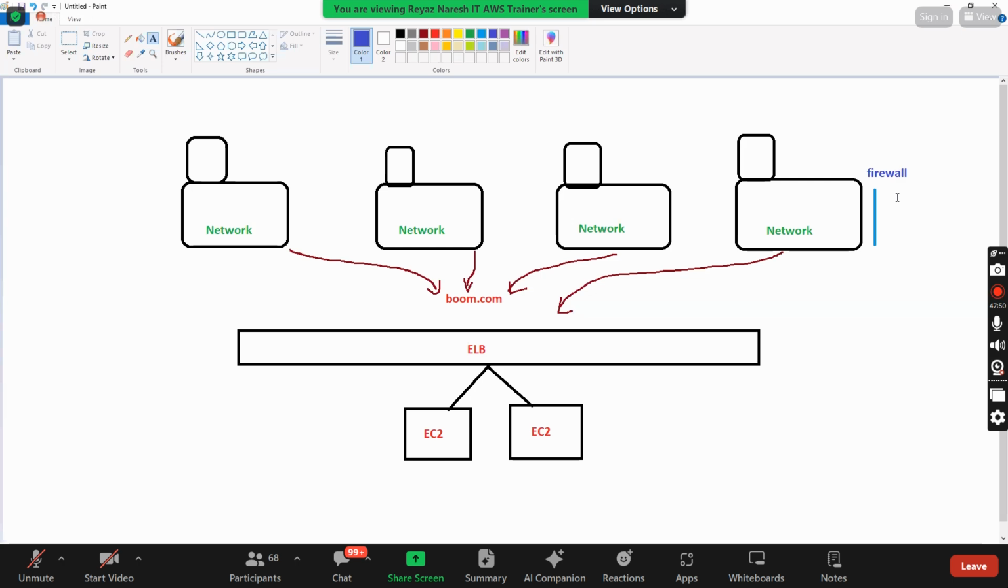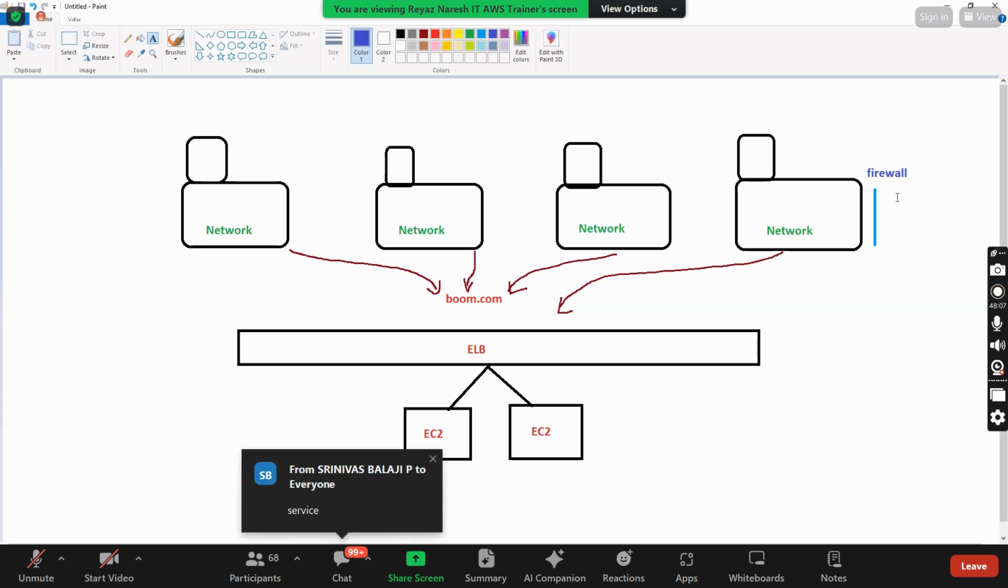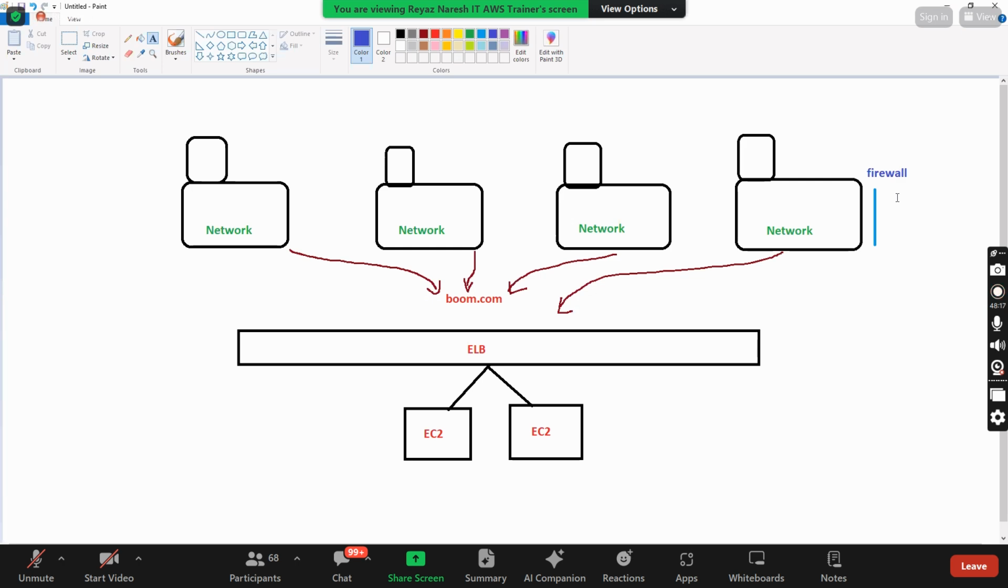You tell me, boom.com is nothing but indirectly they're accessing my load balancer or not? Does the load balancer have an IP address? Load balancer is a service from AWS. It's not a server. So what I said to the customer was, hey customer, we are using AWS technology and there is a concept called load balancer. It's a service, not a server. I replied.